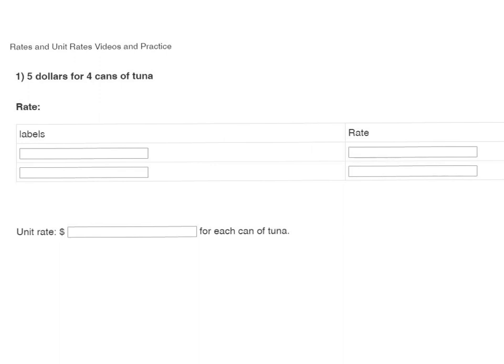So let's start with the unit rate here, or the rates and unit rates here. So this is $5 for 4 cans of tuna. So what we're going to do, if you notice the table, it has labels and rate. So what the labels are is basically the letters. And what you're doing, you're writing down whatever it says on your word problem. In this case, it's just a phrase. So you're writing down exactly what they say. So here it's going to be dollars and cans. So I'm going to go ahead and put $5 and 4 cans. I don't need to put any symbols or anything because we're just looking at the rate, which is 5 to 4.